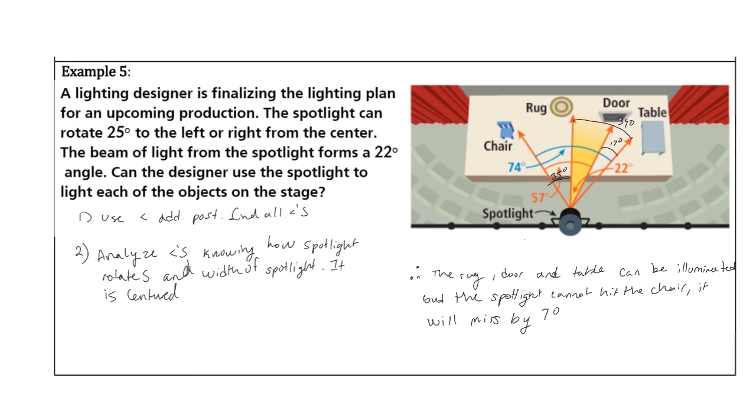So here's the solution. I wrote in the angles over here that you need to find. The rug and the door and the table can be illuminated by the spotlight, but the spotlight cannot hit the chair. You'll miss by 7 degrees. So that would be your solution.